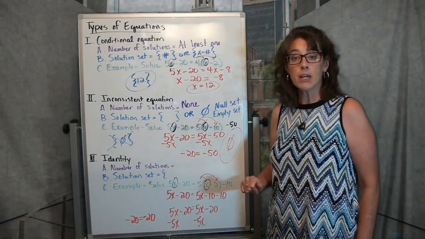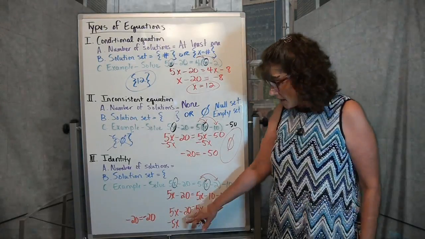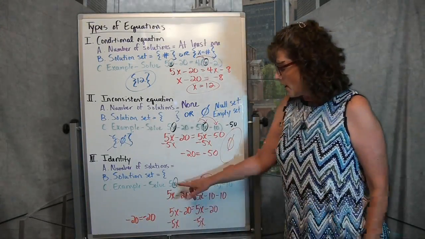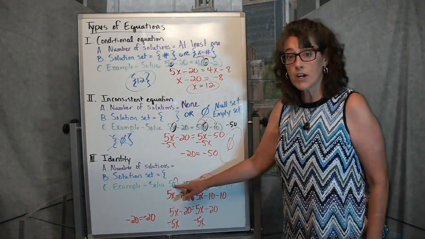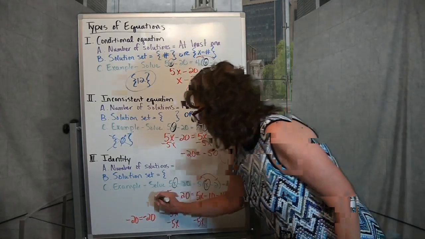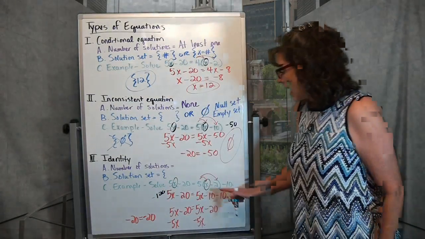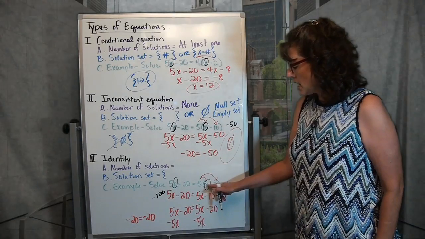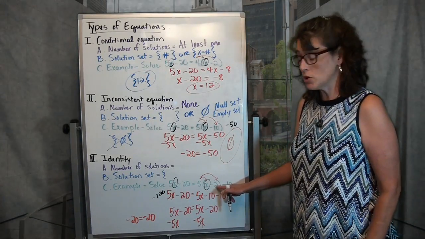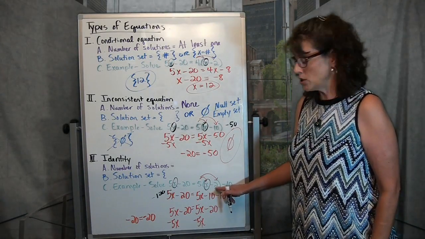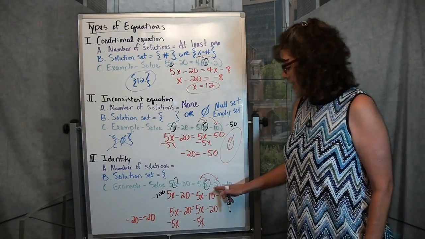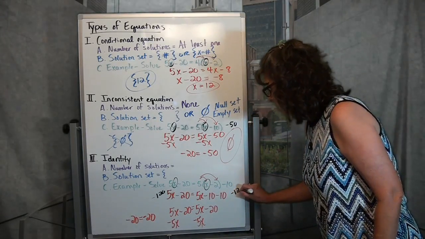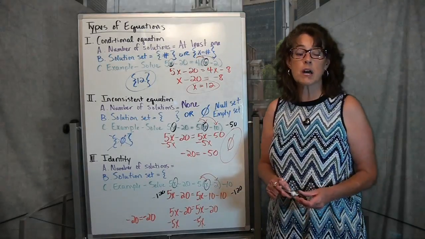So what can I plug in here? All right, yeah, let's try that negative 20 that's sitting there. 5 times negative 20 is a negative 100. Negative 100 minus 20 is going to be a negative 120. And when I put that negative 20 here, negative 20 minus 2 is a negative 22. And 5 times negative 22 is a negative 110. And negative 110 minus 10 is a negative 120. All right, I got the same thing on both sides.